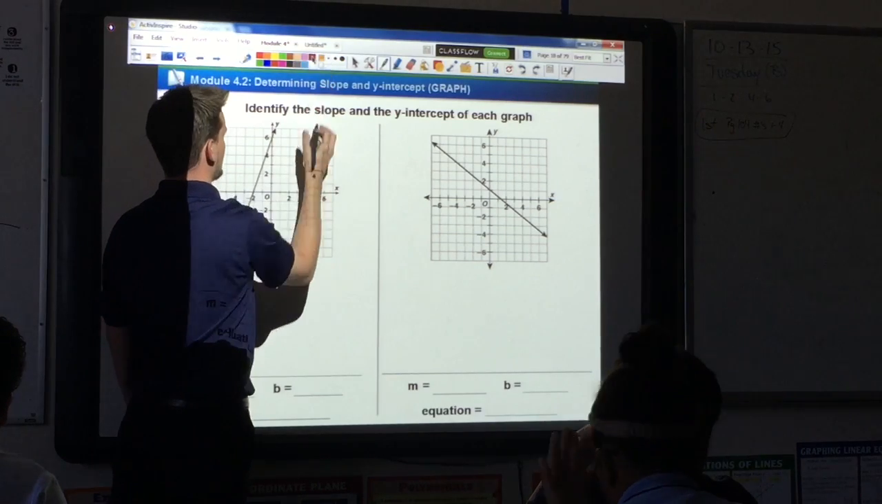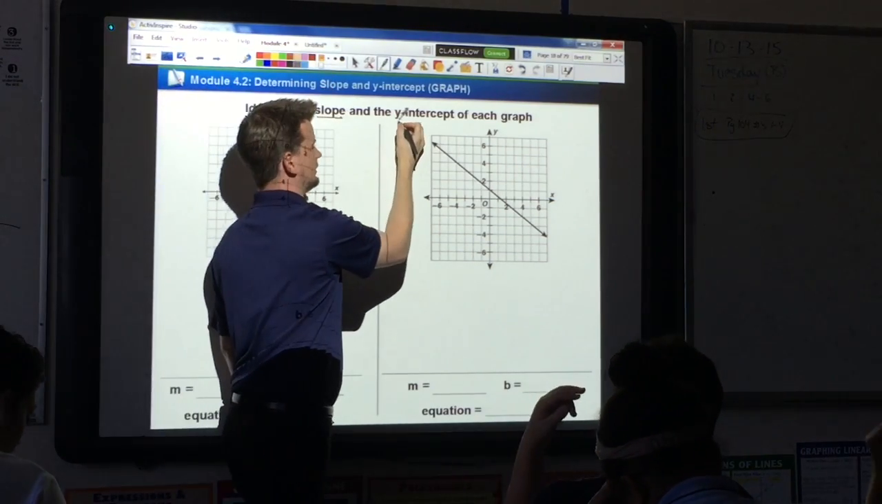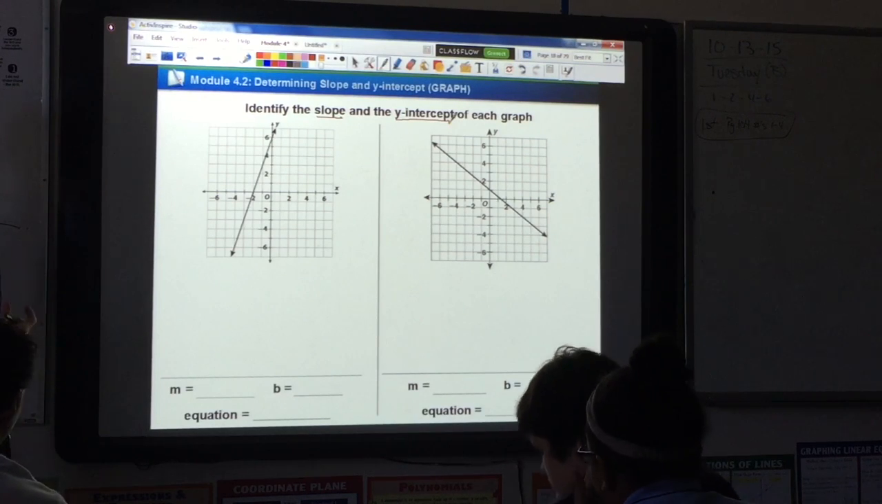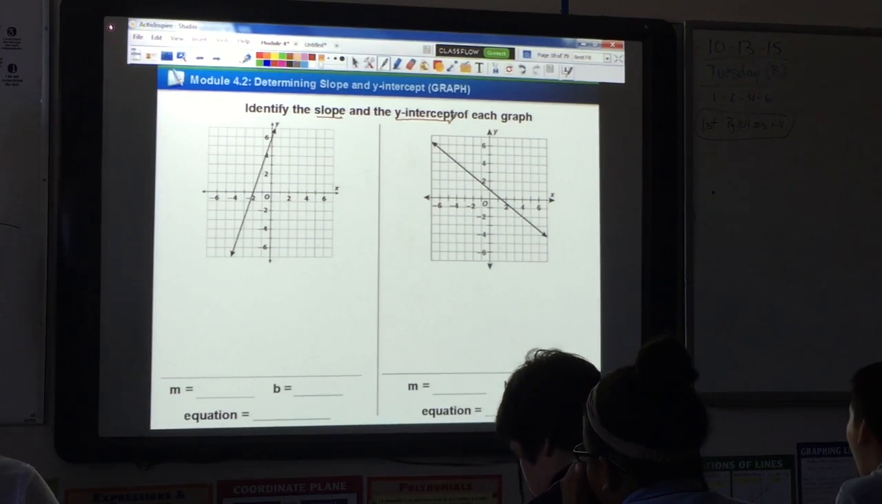All right. So we're being asked to identify the slope and the y-intercept. The y-intercept here is visual, right? So we can identify the y-intercept simply.